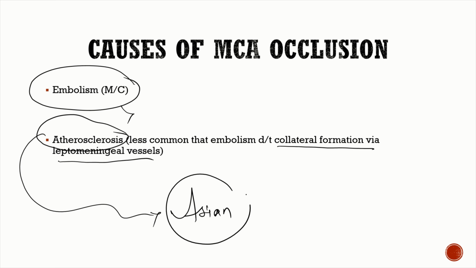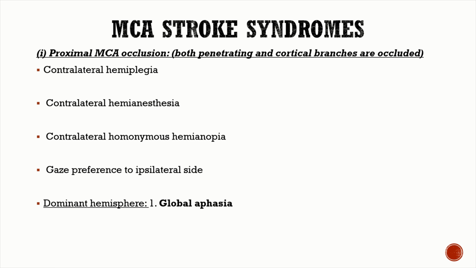Okay, overall, if you take embolism, MCA occlusion is most common due to embolism, and second most common is going to be atherosclerosis, and usually atherosclerosis is more common in the Asian population. Okay, now coming to the different stroke syndromes at different points of occlusion.